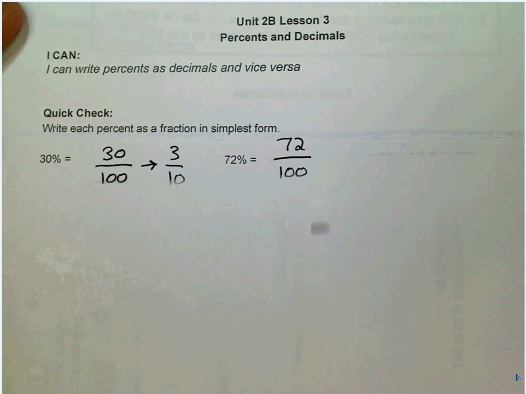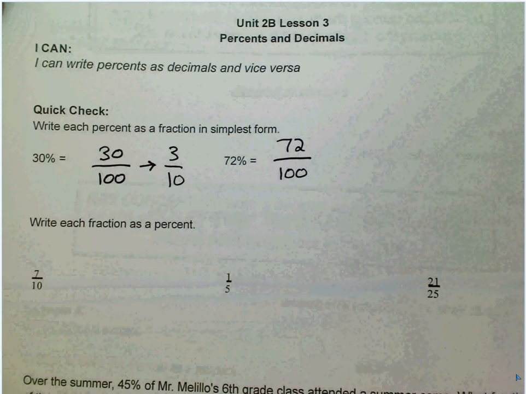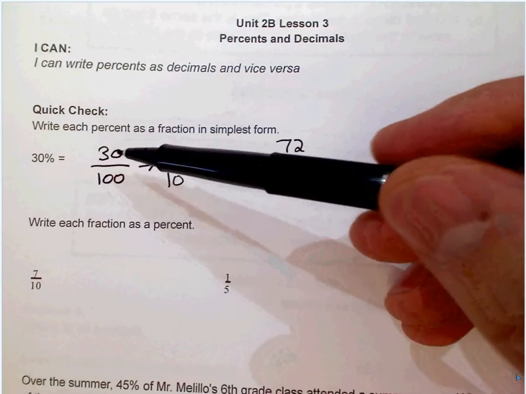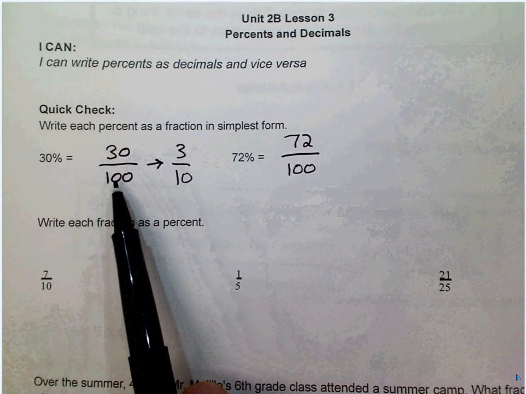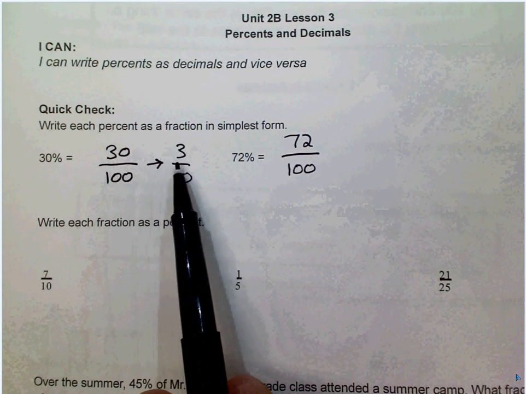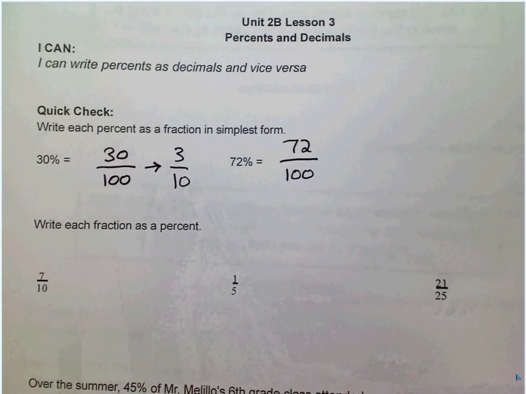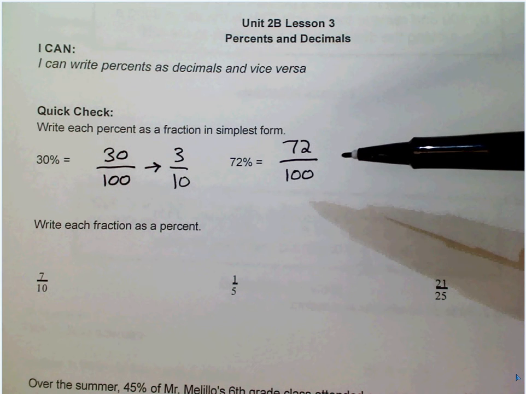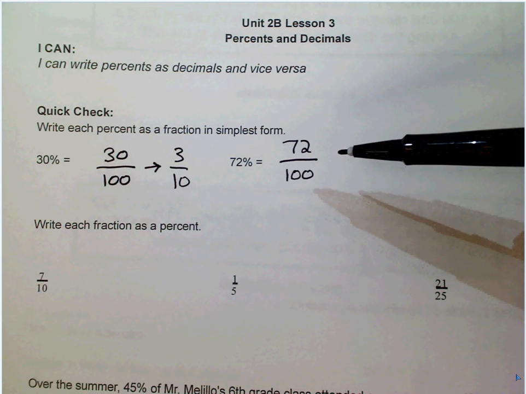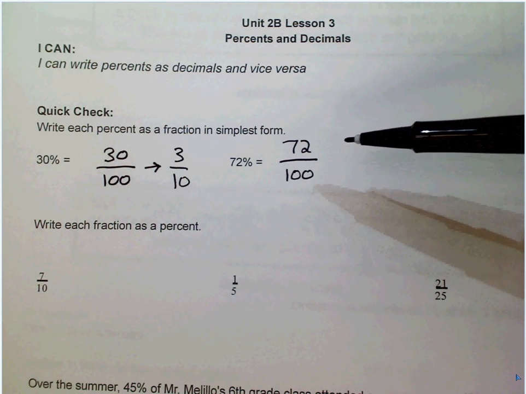If you take a look, percent means out of 100. So 30% would be 30 over 100. Simplify that to 3/10. If I have 72 out of 100, and if you don't have a calculator with you, just think about your divisibility rules. If it ends in 0 or 5, then you can divide by 5.